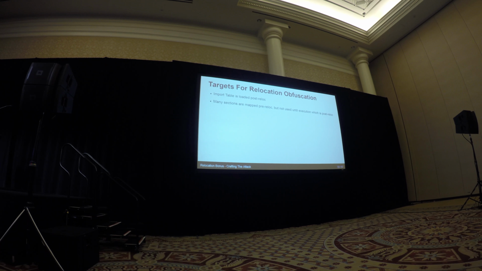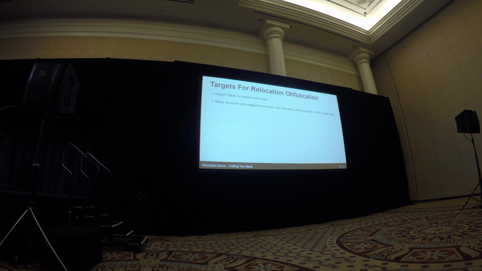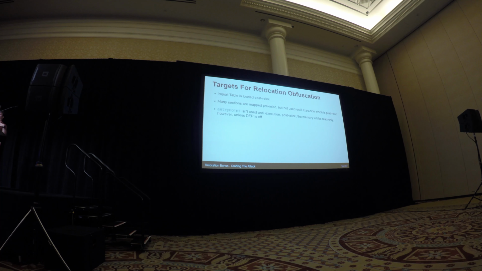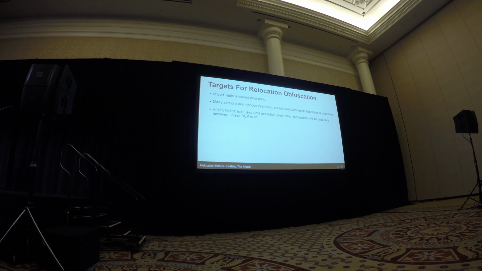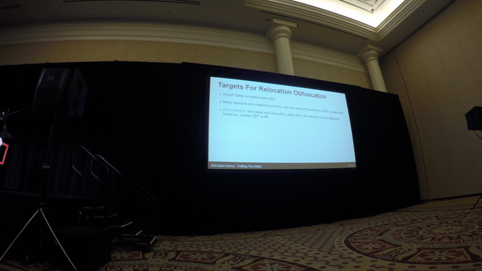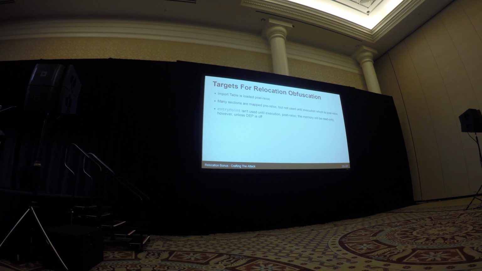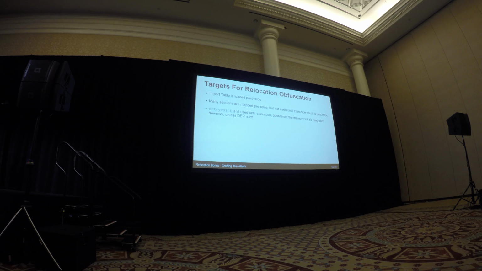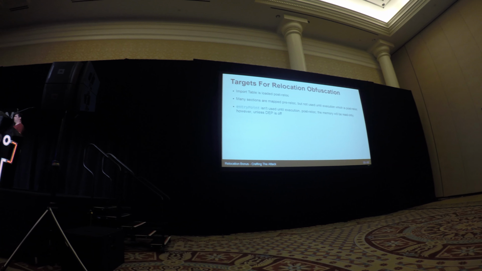Additionally, even though sections are mapped pre-reloc, they're not used until execution, which is post-reloc. Additionally, their memory protections aren't set properly until after relocations, in case read-only stuff has to be relocated. Also, the entry point isn't used until post-reloc, so we could obfuscate the entry point, making it that much harder. The problem is that it is write protected before relocations are done, so you can only do this if the target machine doesn't have data execution prevention turned on.